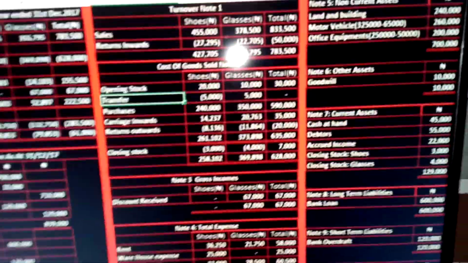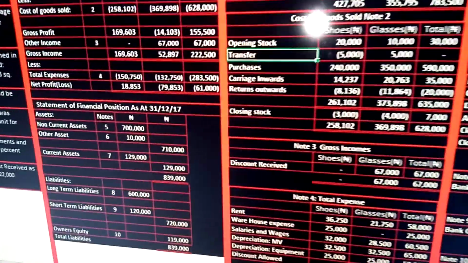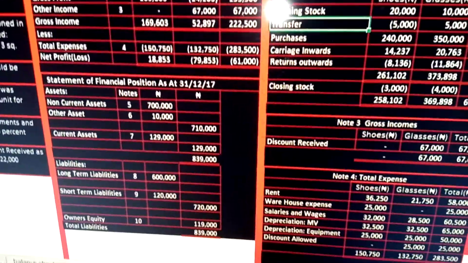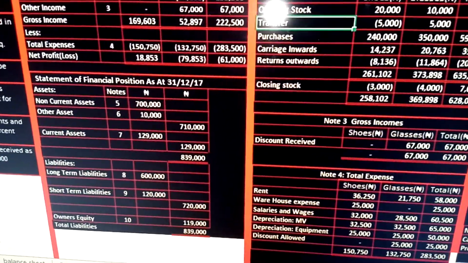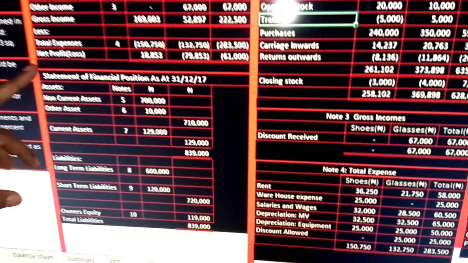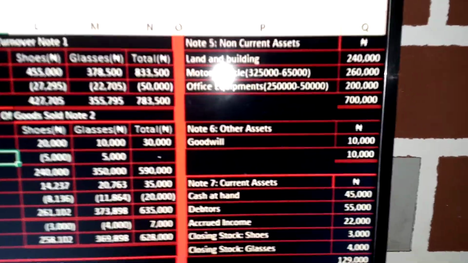Then the next one is your preparation of what? Your balance sheet. Your balance sheet is prepared the same way. So what do you do? State the financial position as at 31st March 2017. So what are your non-current assets? We go to what? Note 5. You have land and building.